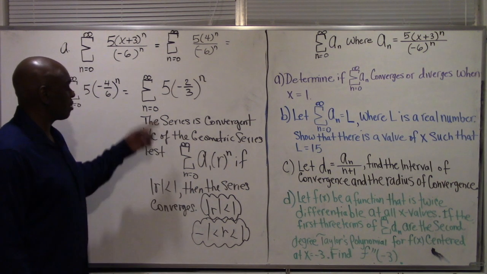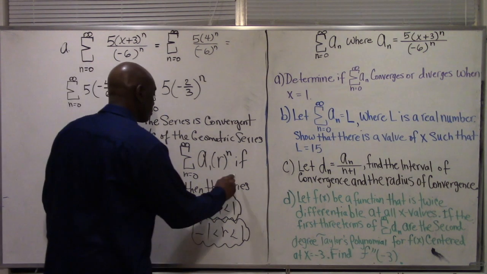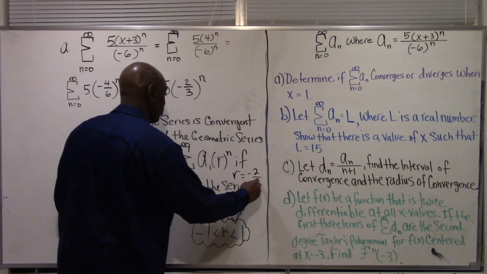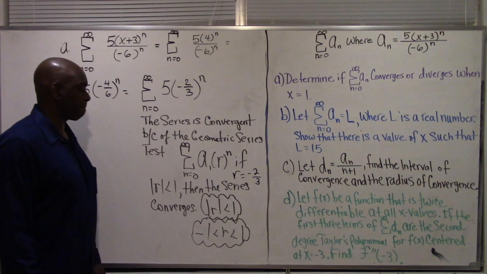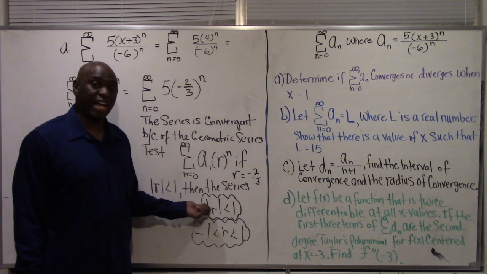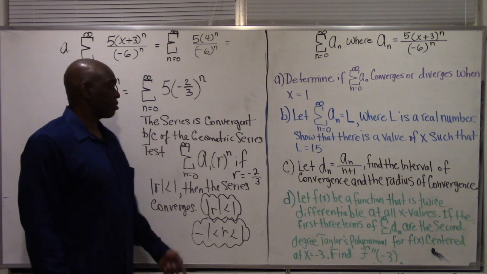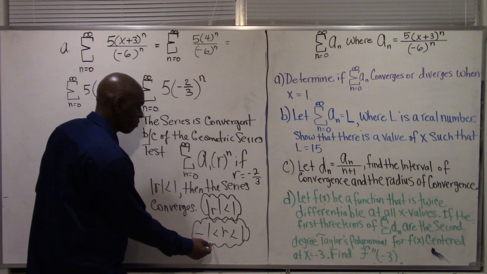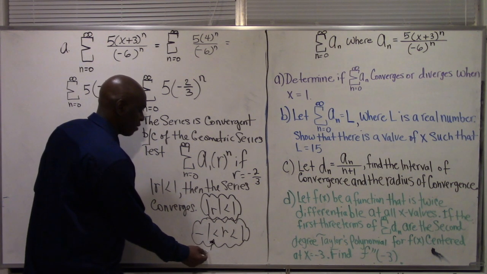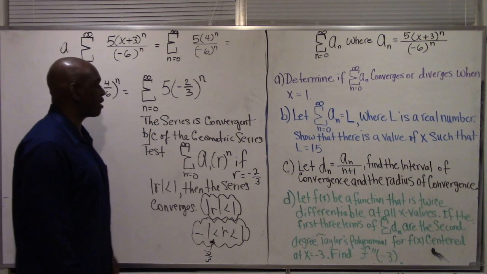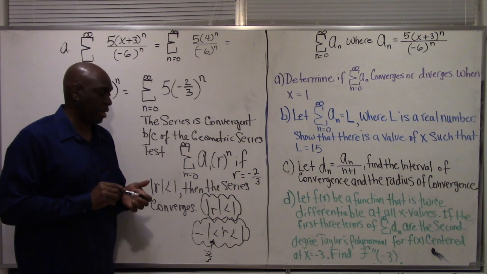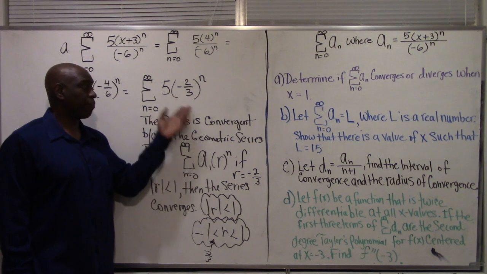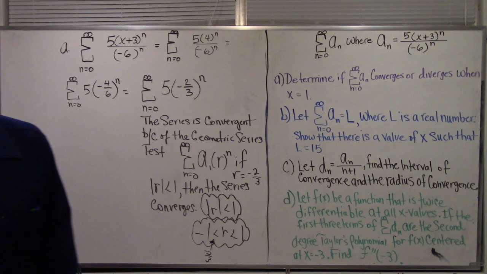And in our case, our r happens to be negative 2/3. And the absolute value of negative 2/3 is less than 1. So negative 2/3 is in our interval somewhere right in here. So we are convergent by way of the geometric series test. This is a form that's geometric, as we express right here. So that takes care of A. A is done.